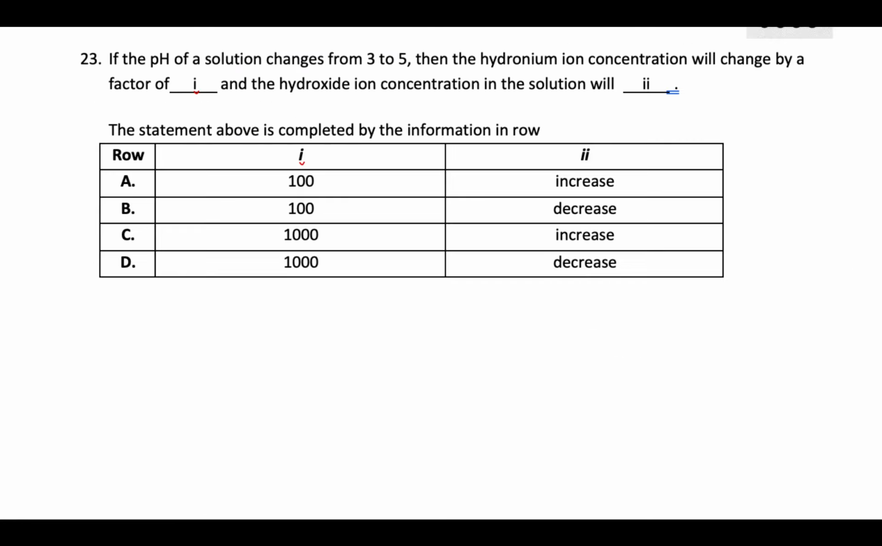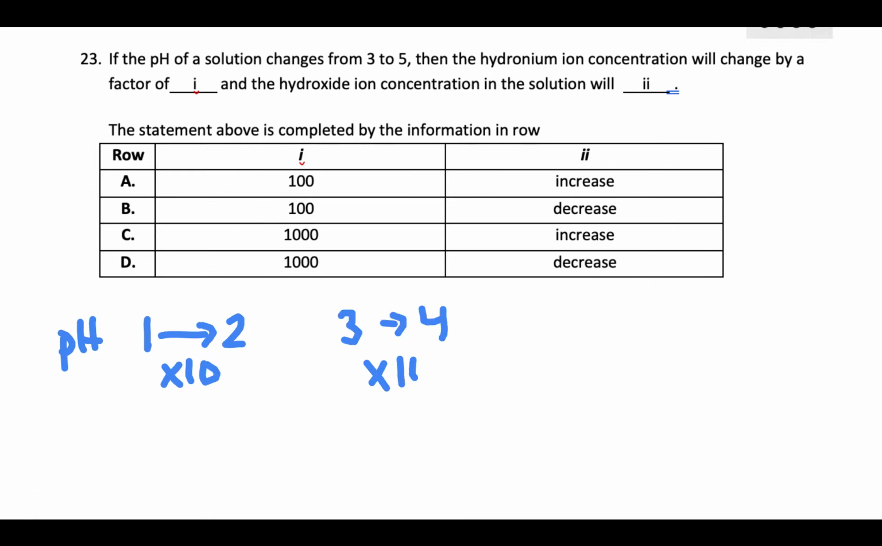So if we're filling it in with our scientific notation, it'd be 161 and 7 because your exponent is that D value. Question 23. If your pH solution changes from 3 to 5, then the hydronium ion will change by a factor of blank, and the hydroxide ion concentration in the solution will blank. So for this one, this is a bit more of Chem 20. Every time you move up the pH scale, so going from 1 to 2, your hydronium ion changes by a factor of 10. So going from 3 to 4 would be a factor of 10, and then 4 to 5 would be another factor of 10. So altogether, multiplying, that's going to be a factor of 100.